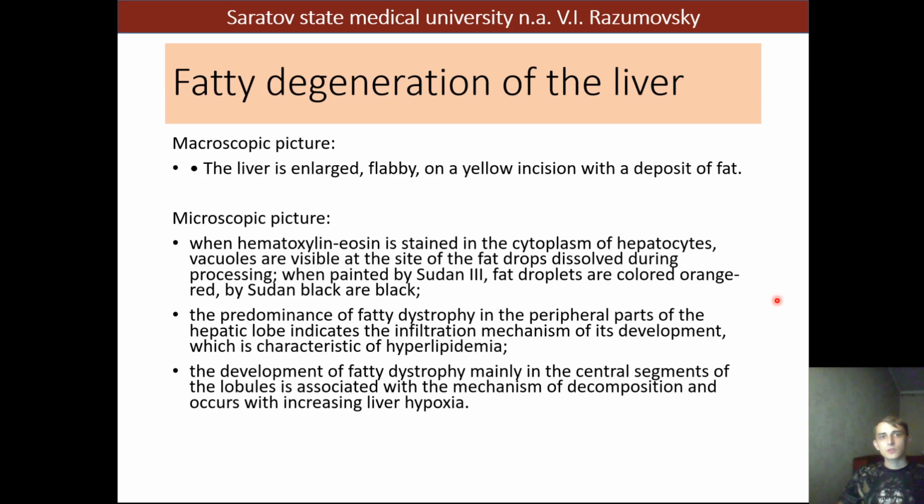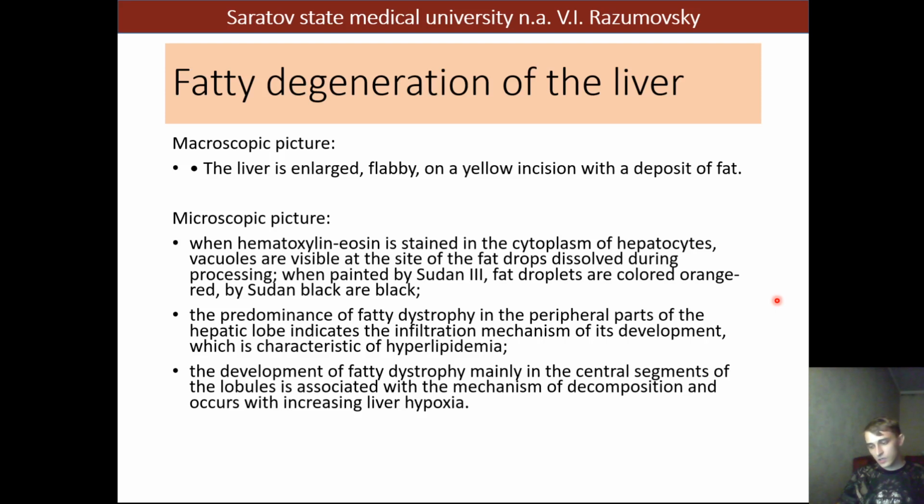Fatty derangement of the liver has macroscopical and microscopical manifestations. Macroscopical manifestation: the liver is enlarged, yellow in color, and flabby.